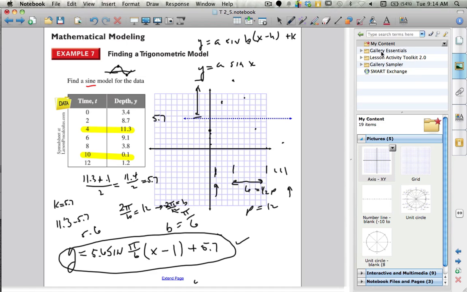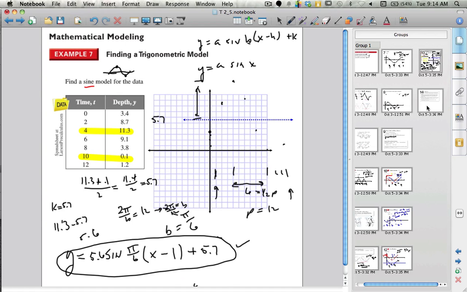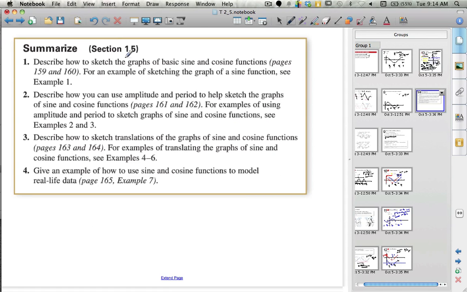So let's go through what we've done in this particular section. We've gone through the graphs of sine and cosine functions. We've gone through sketching them. We've used amplitude and period to help us sketch those functions. We've gone through translations, and we've also done reflections, but they tied reflections in with amplitude, essentially, so negative amplitude. And then we've gone through modeling sine and cosine functions to model real-life data.